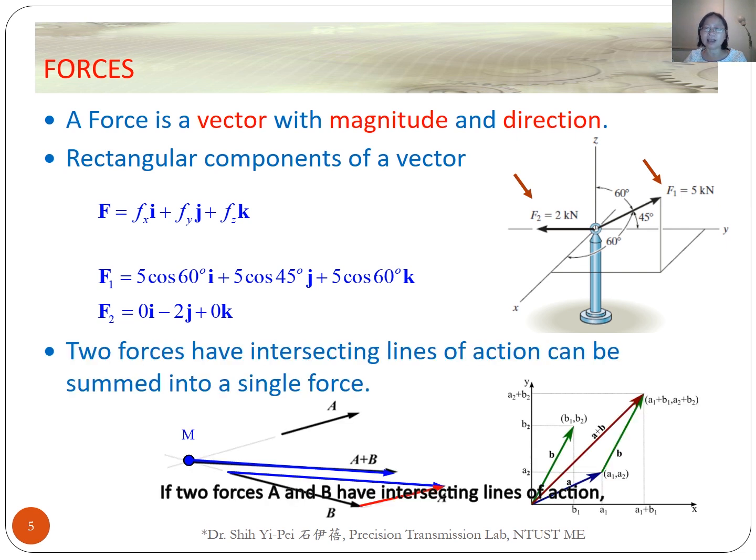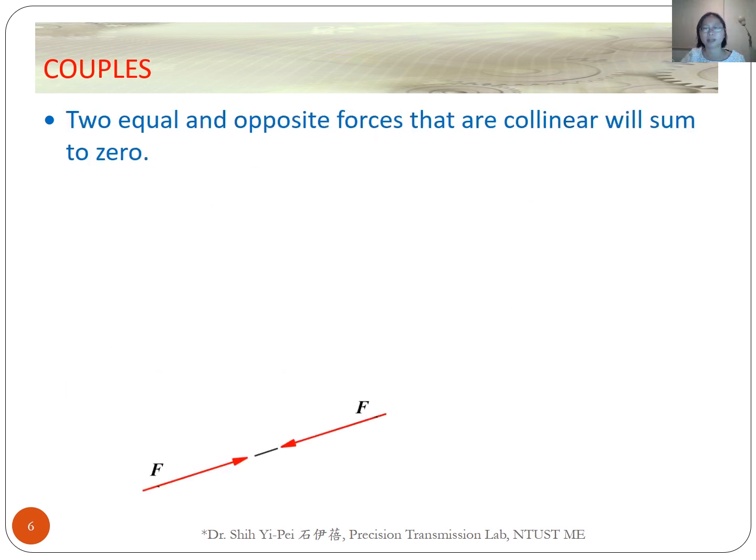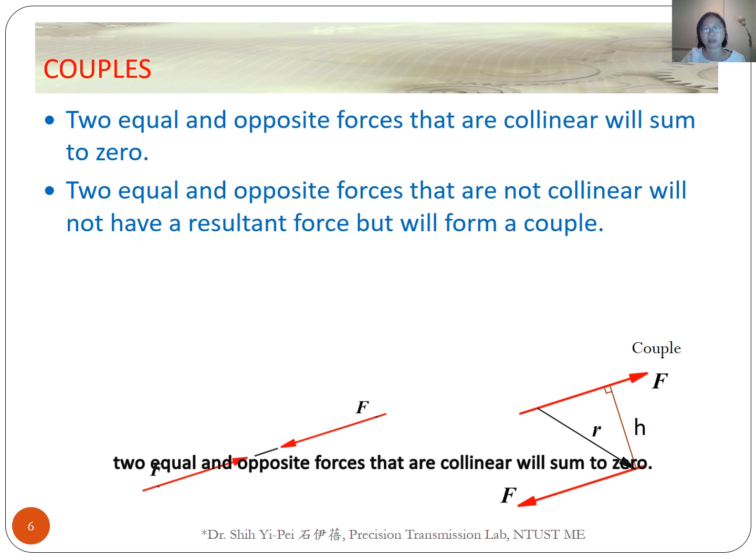If two forces A and B have intersecting lines of action, they can be summed into a single force A plus B by the triangle construction. Let's see a couple. Two equal and opposite forces that are collinear will sum to 0.